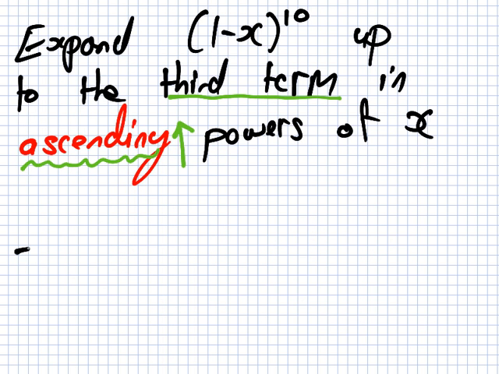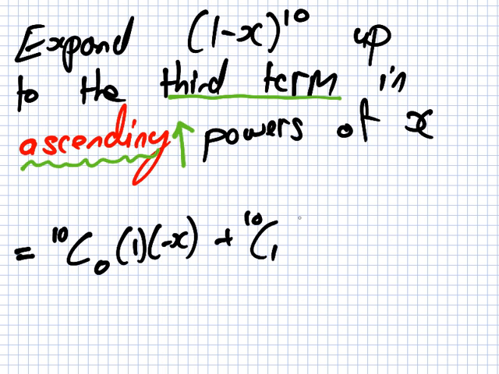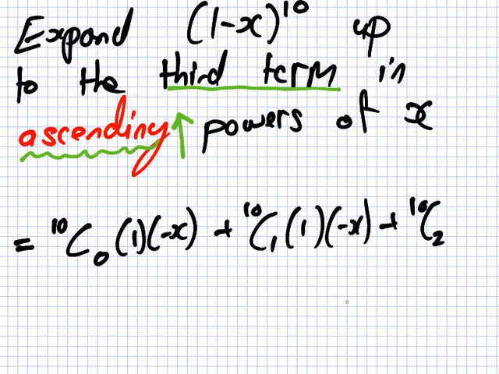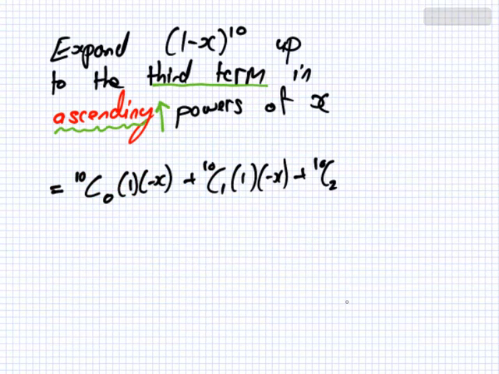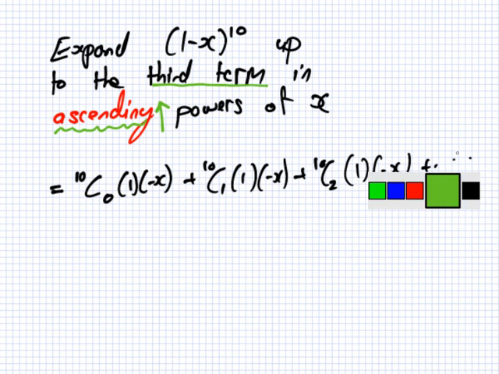Okay, so I want 3 terms. So I know the first one will be 10c0. There'll be a 1 and a minus x, and then the next one will have a 10c1, a 1 and a minus x. And then I must stop after the third term, which has a 1 and a minus x. But there are more, of course.